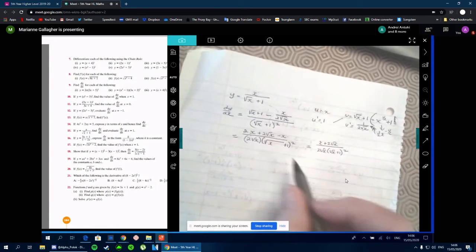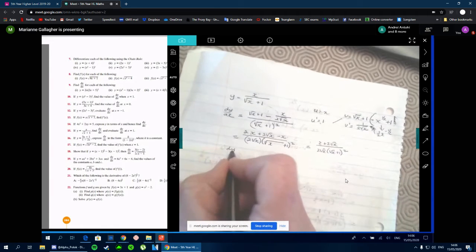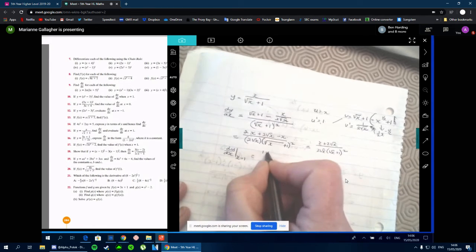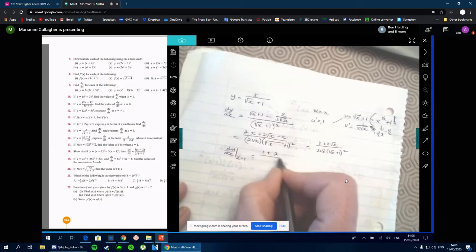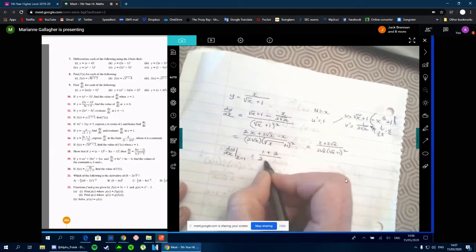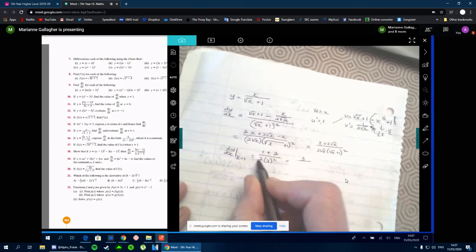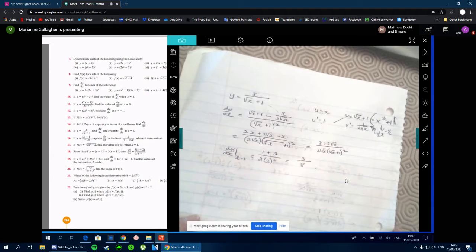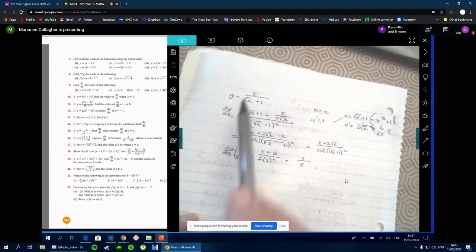And we want to evaluate that at x equal to 1. So that becomes 1 plus 2, because root 1 is 1, over 2 times 1 times 2 squared, which is 3 over 2 by 4, which is 8. And that's the slope of the tangent when x is equal to 1 of this curve.